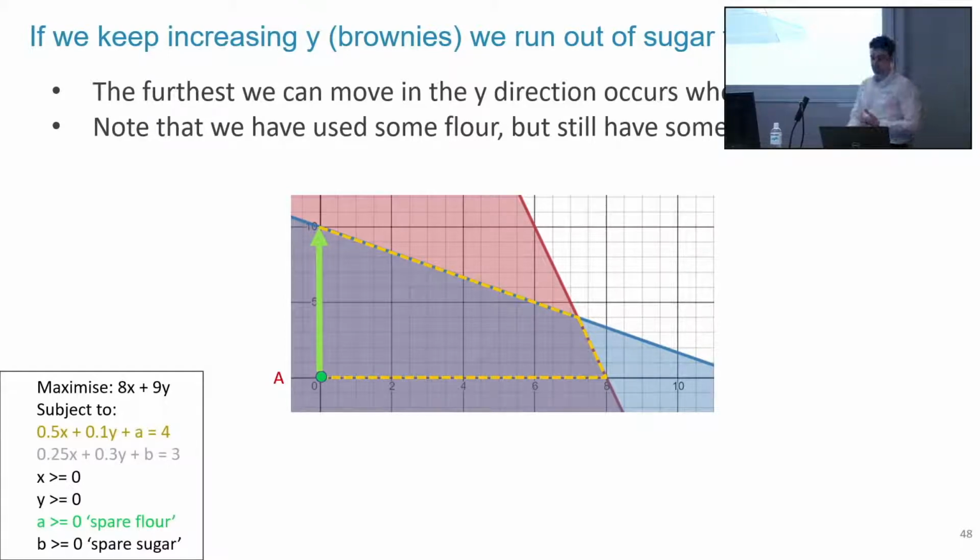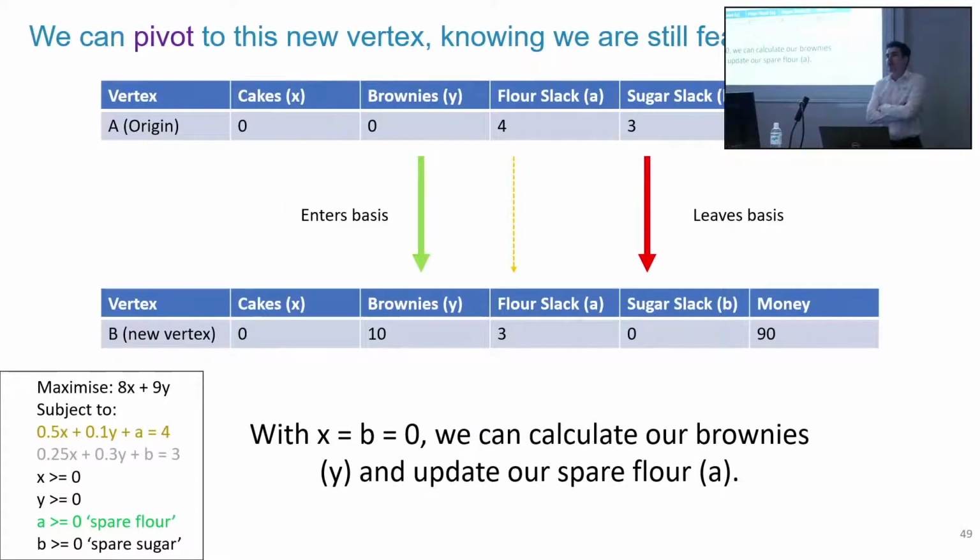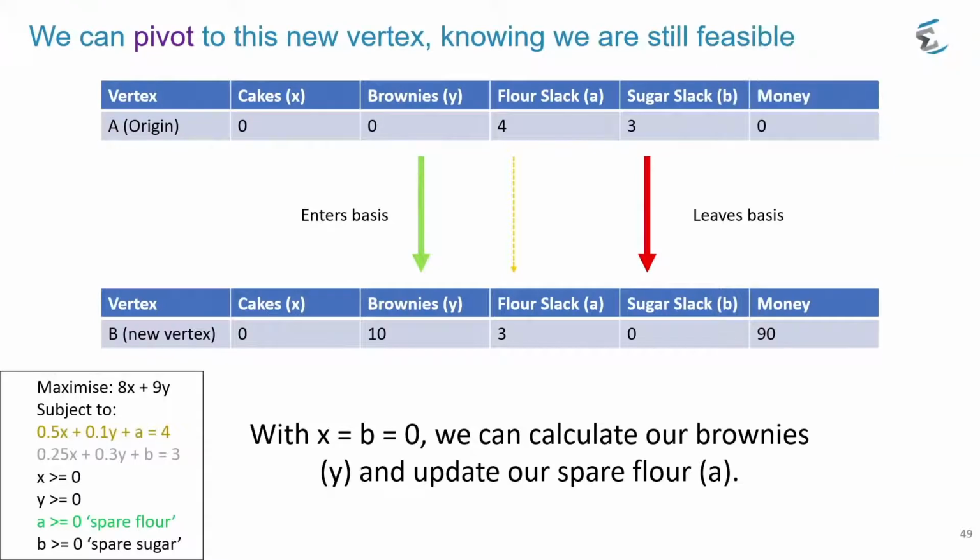So I'm going to do that swap. That is called a pivot. The idea of exchanging one variable in and one variable out to move to a new vertex is called a pivot. Again, a term you'll see everywhere. You'll see it in logging of engines, all kinds of computations that are happening in solvers implemented online. The term pivot is used. So I've gone from my origin, I've pivoted brownies in, and I've pivoted sugar slack out.